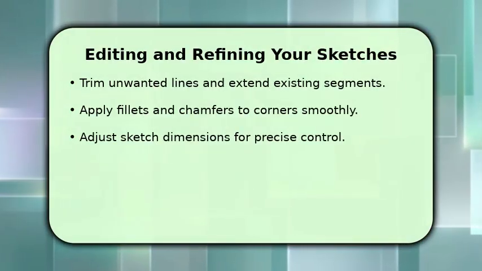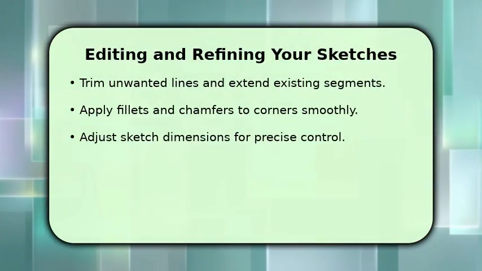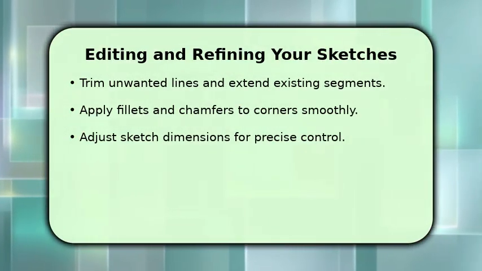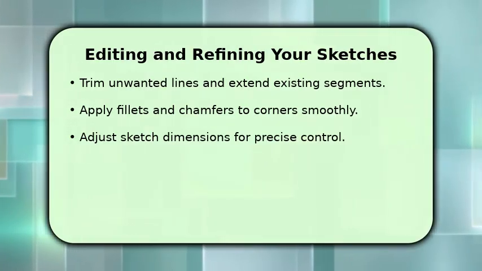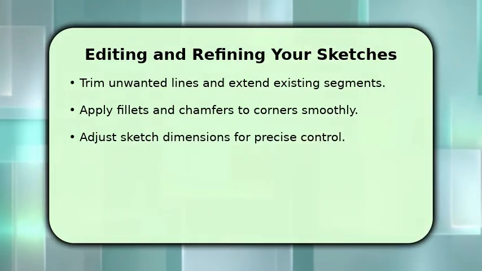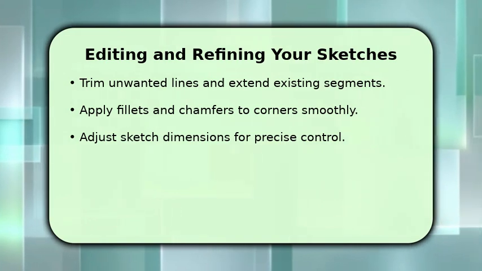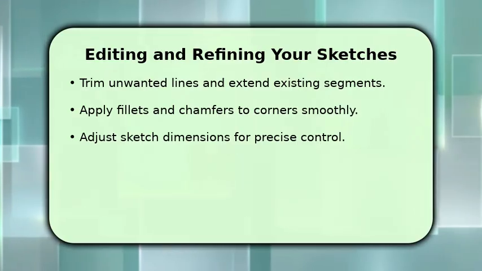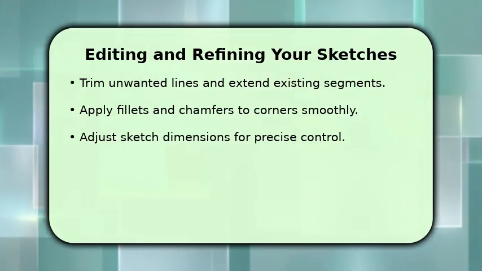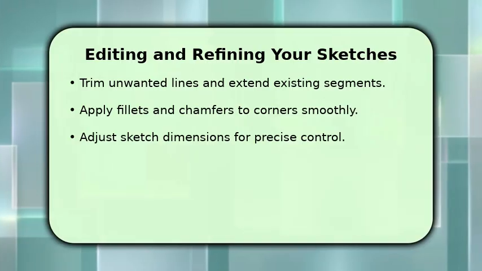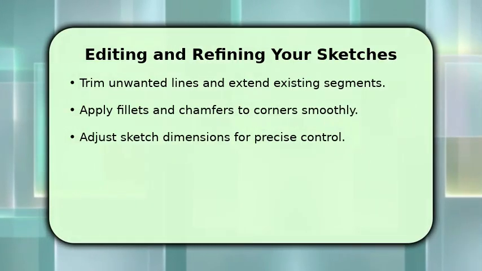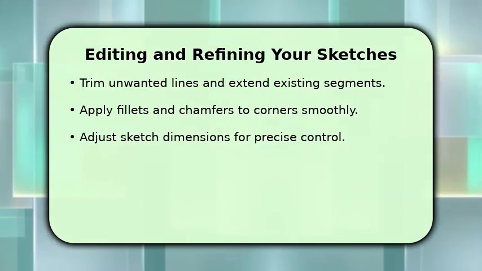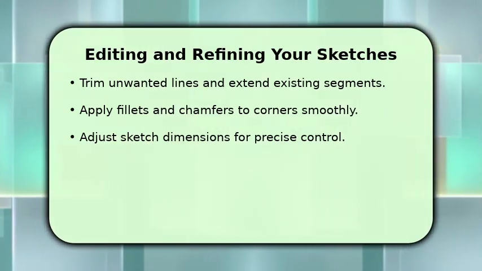Once your basic shapes are in place, it's time to refine them. We'll show you how to trim away any excess lines and extend others to meet specific points, ensuring a clean sketch. You'll also learn to add fillets and chamfers to corners, giving your designs a professional finish. Finally, we'll cover adjusting dimensions, allowing you to fine-tune every aspect of your sketch for exact measurements, perhaps a 2mm radius. This process is key to achieving your desired outcome.